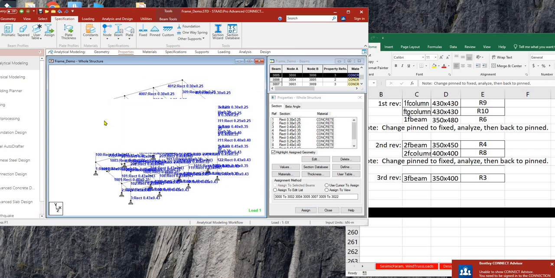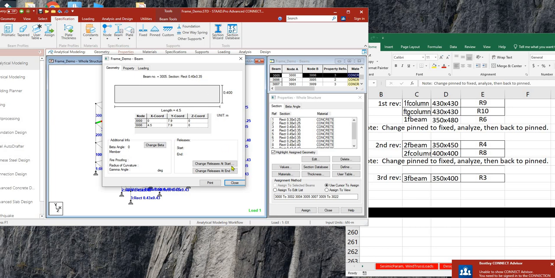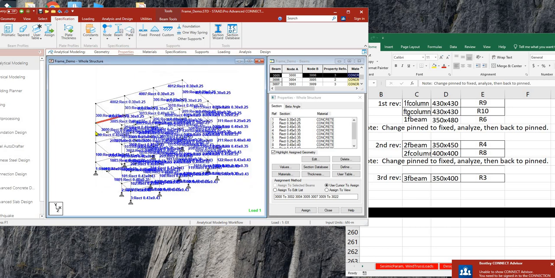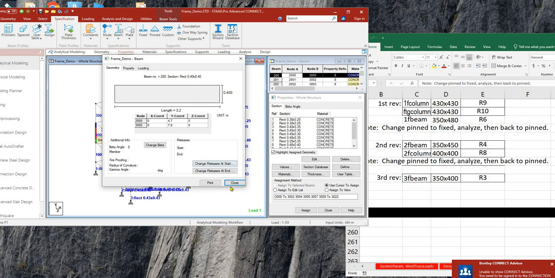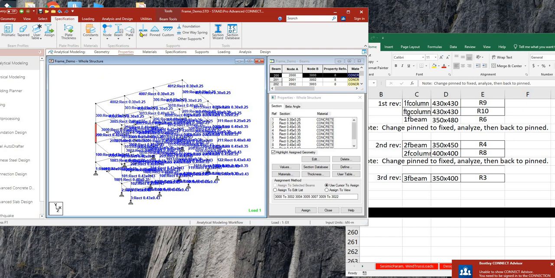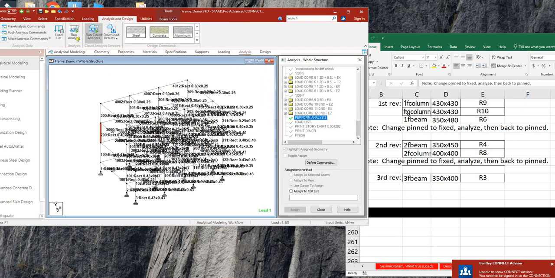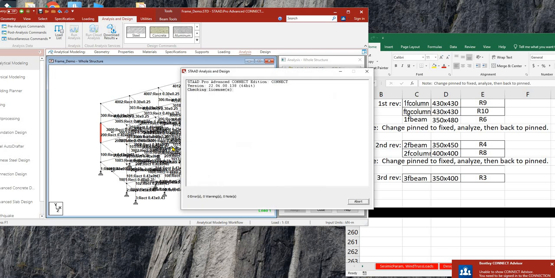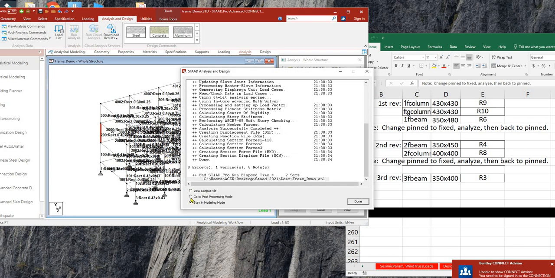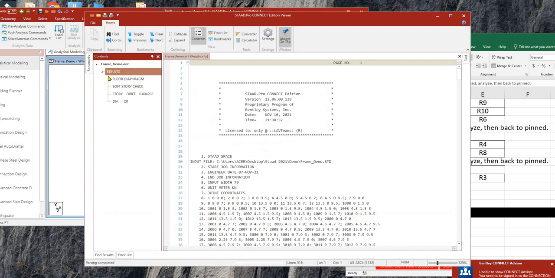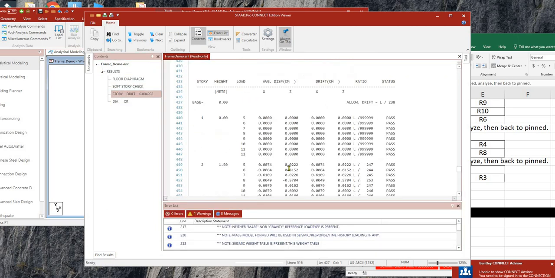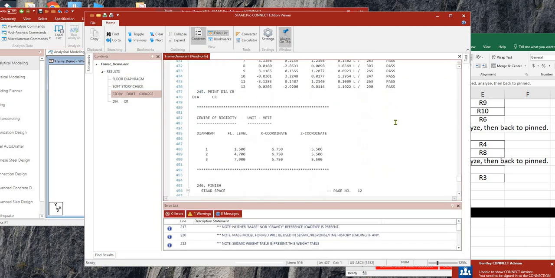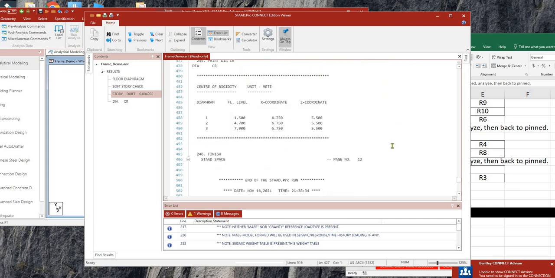For example, ito, this is 35 ang width. Ngayon, yung supporting column niya is 40. So, pasok pa rin. How about this? The width is also 35, but the column is 40. Kaya, safe pa rin siya. So, I will analyze again. And then, check for drift. Pass. Okay. So, lahat, pass na siya sa drift.